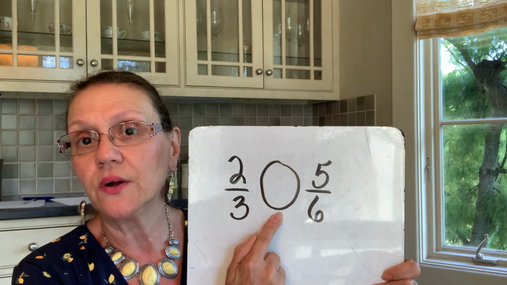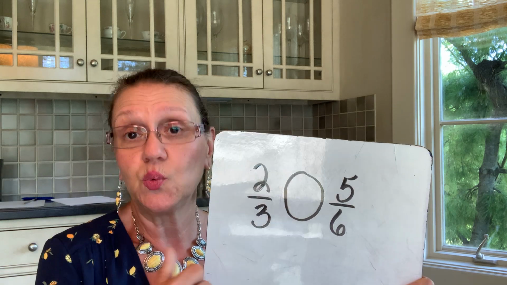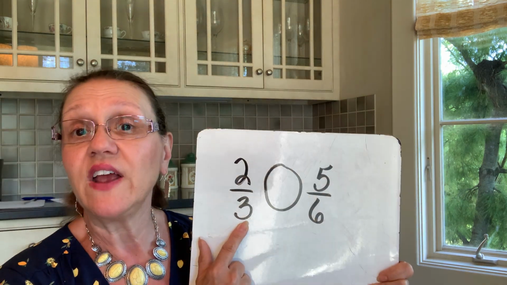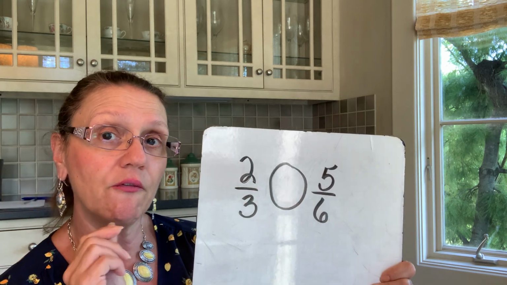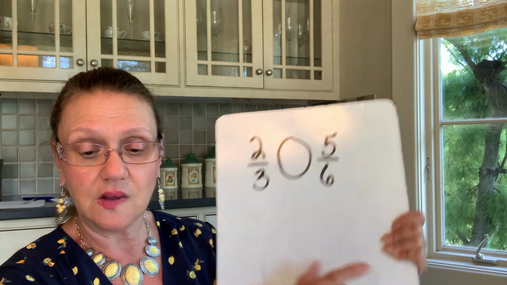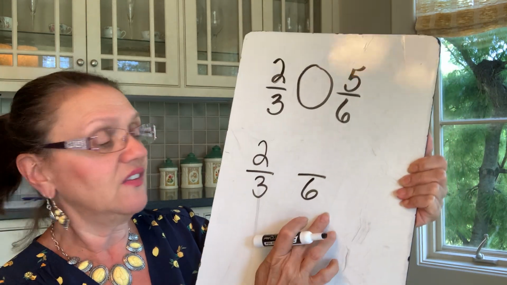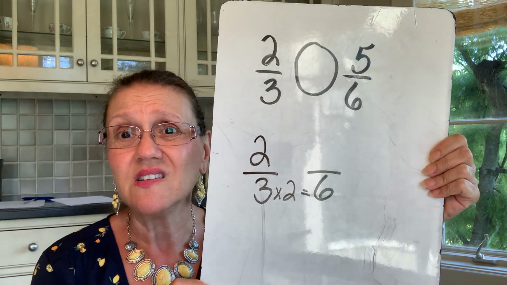Now, see my circle here? In this circle, when I finish my question, I'm going to place my comparison symbol, which will be less than, greater than, or equal to. I am now going to take the fraction 2/3 and create an equivalent fraction with a denominator of 6. Here's how I do that. I take my 2/3 and I want the denominator to be 6, right? That way I can compare them. What do I do to 3 to get 6? I multiply it by 2. 3 times 2 gives me 6.